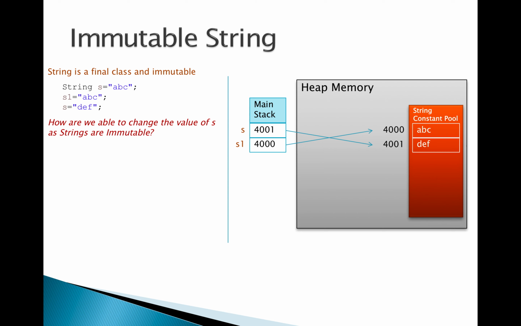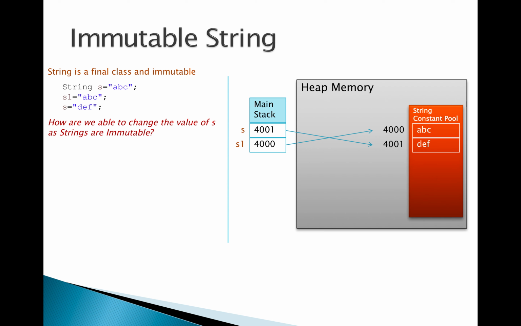What can be done here is instead of making the S2 point to ABC, we are making the S2 point to def. That means we are changing the references here and we are not updating the string here. We are not updating ABC to def and we are not losing ABC here. We are not changing the contents of ABC. We are creating a new memory location and putting def there. We are not changing the ABC to def. That's the whole point here.